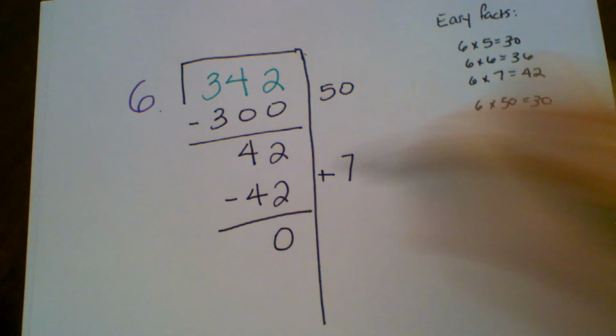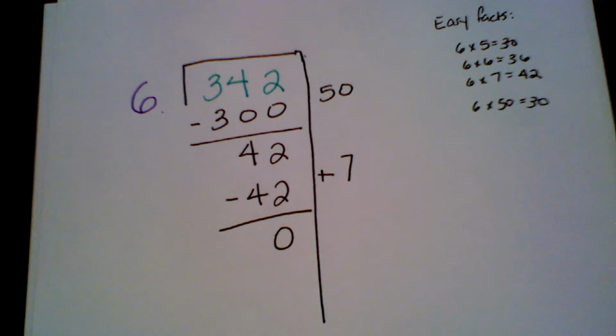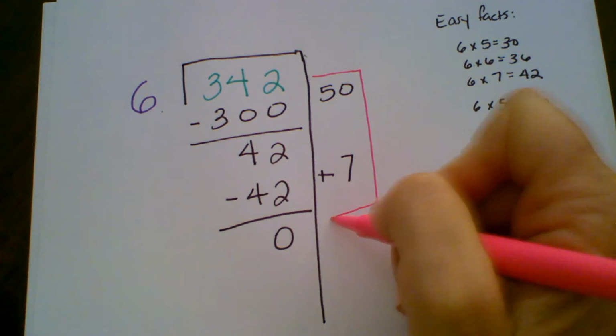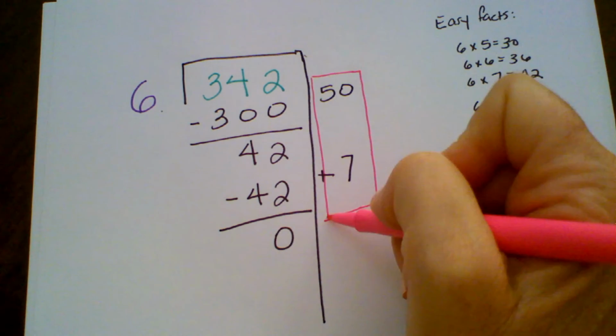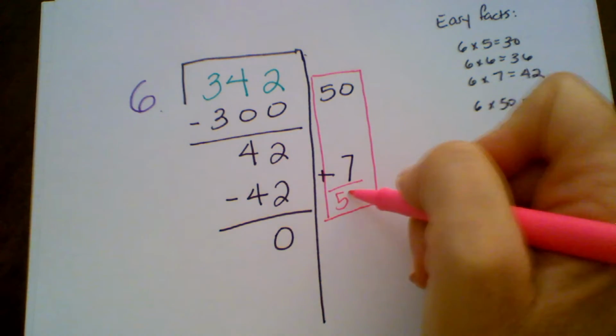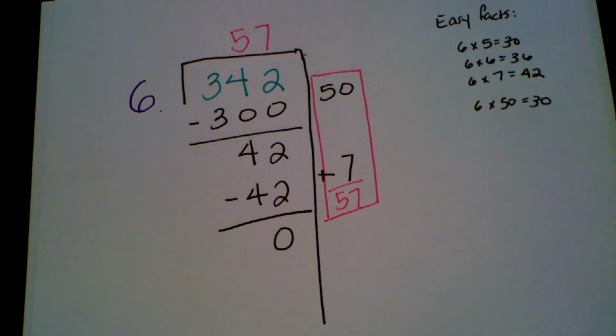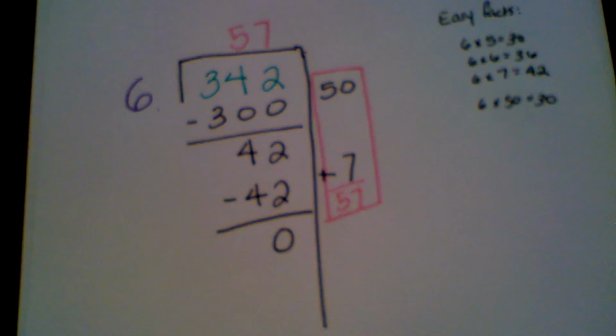I'm done with that. My last step is to add up the partial quotients, which are 50 and 7, and I'm going to get 57. So I'm going to write that up at the top. That's where my quotient goes. There is no remainder.